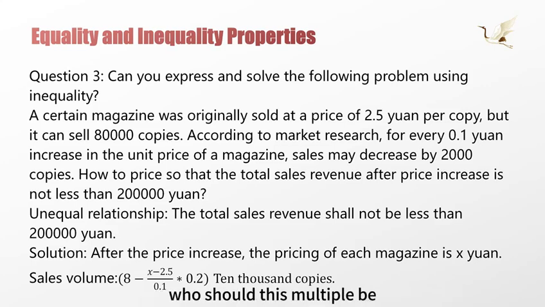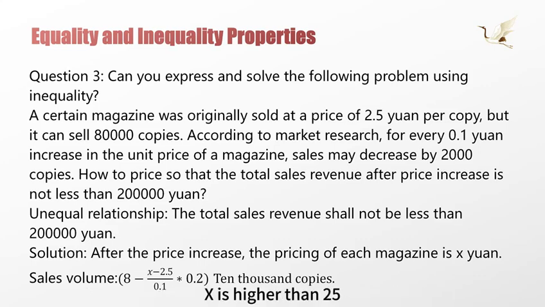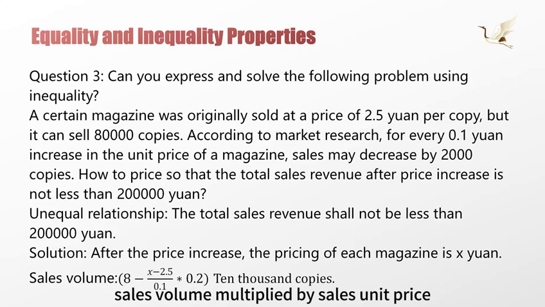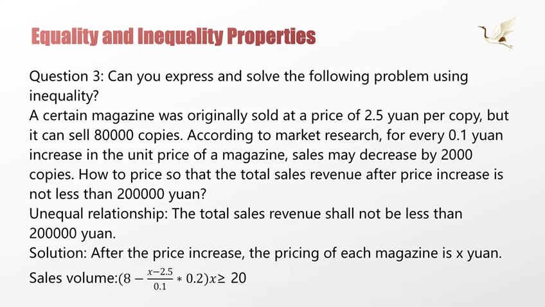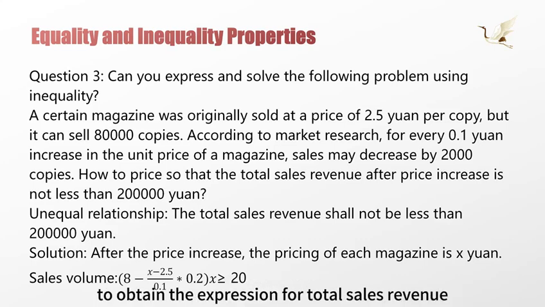What should this multiple be? It should be the part where the sales unit price x is higher than 2.5, which is several times 0.1. Therefore, we have the expression for sales volume. Sales volume multiplied by sales unit price is the total sales revenue. Therefore, we only need to multiply this expression by x to obtain the expression for total sales revenue.